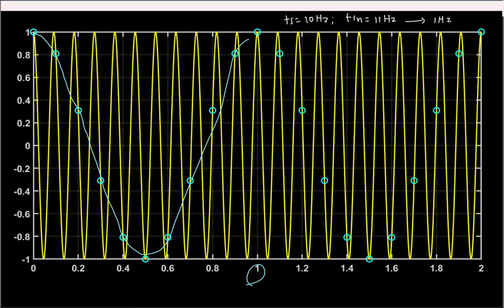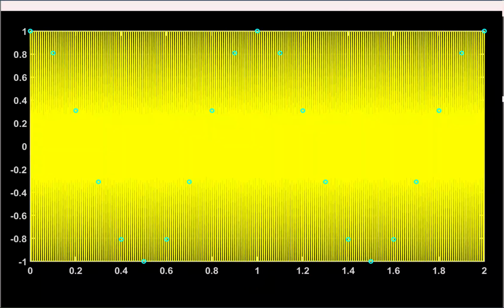This is another extreme case of aliasing, where again fs is 10 and my fin was 111 Hertz. Again, what is the frequency to which it will alias back? 1 Hertz. Is that okay? So it will also alias back to 1 Hertz, and that's what you see here: a sinusoid with a period of 1 second.